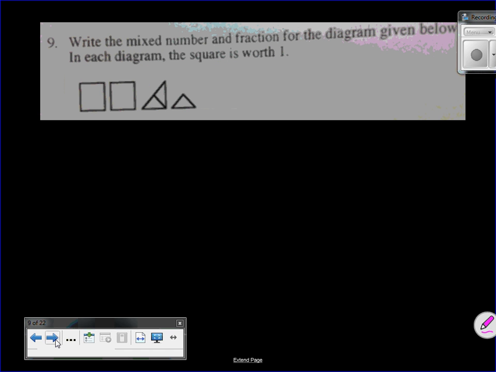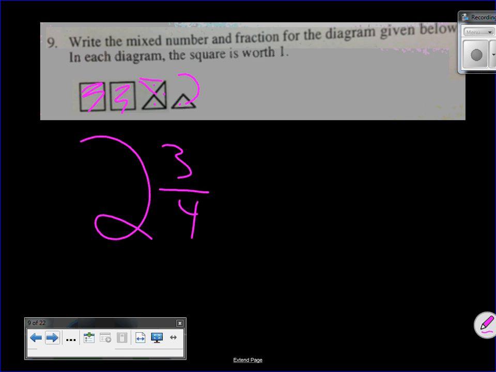Write a mixed number for the fraction diagram given below, and each square is worth 1. So we have 1, 2, the big 2. Now this little triangle, we're going to move it over so it'd be right here. Looks like we're putting it into fourths. 1, 2, 3, 3 fourths.